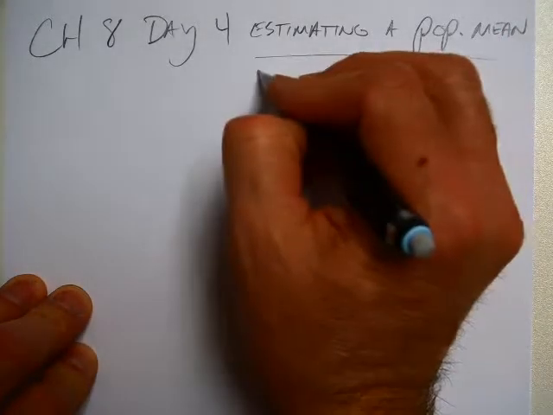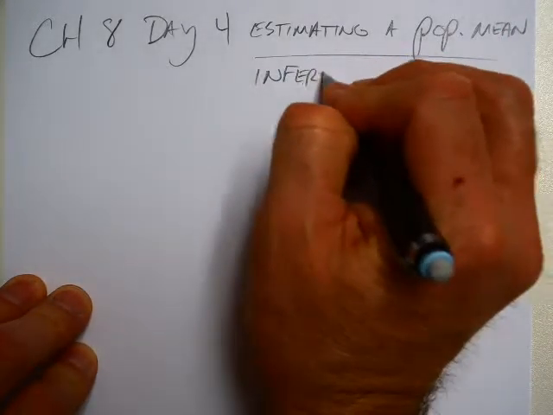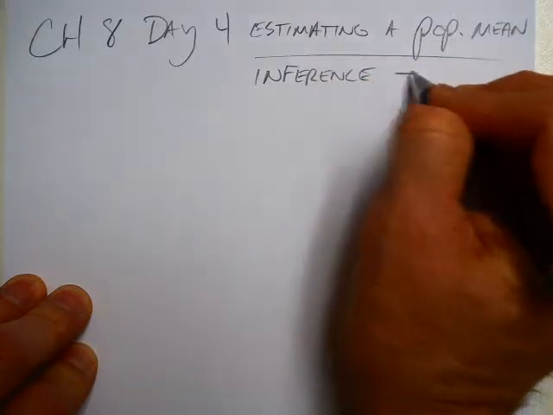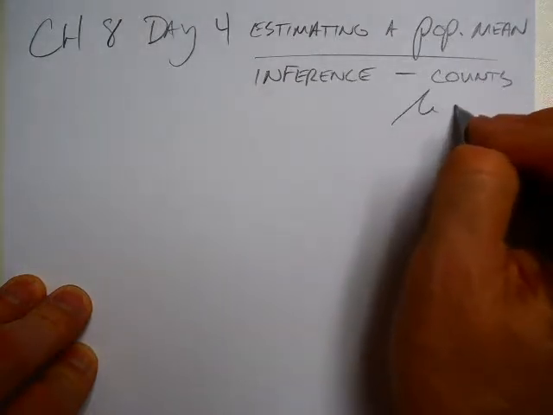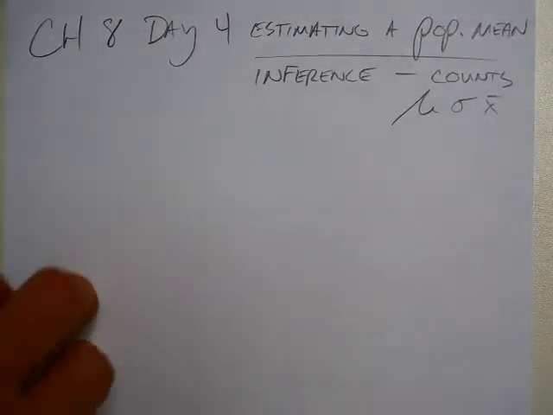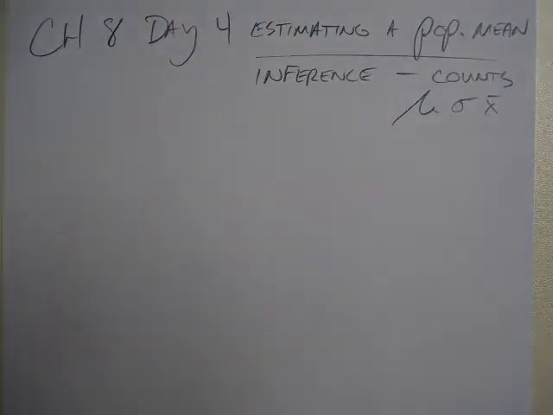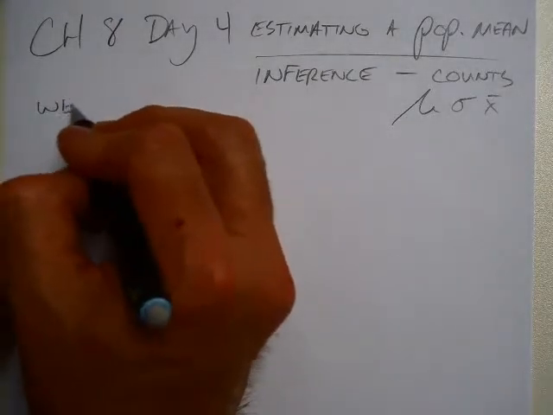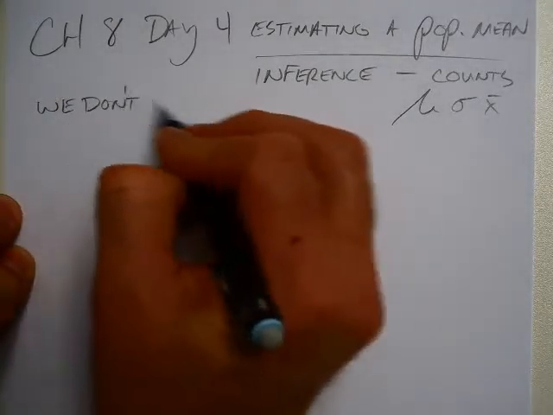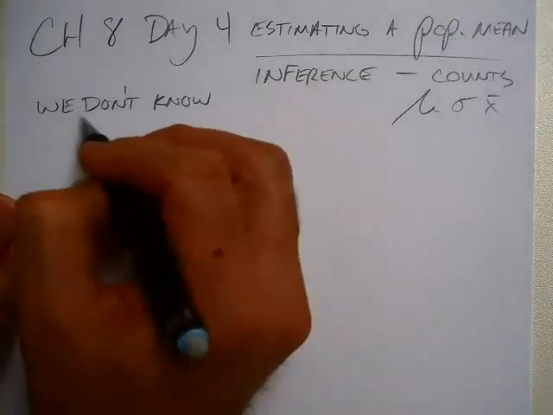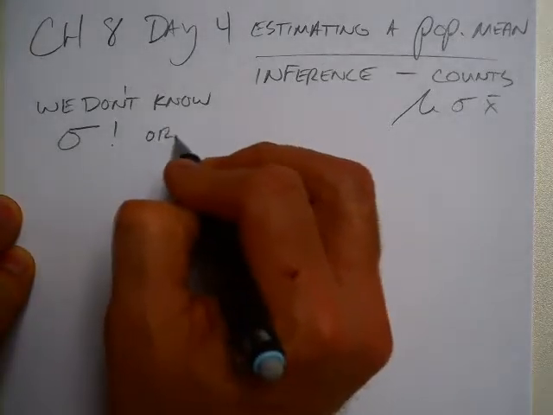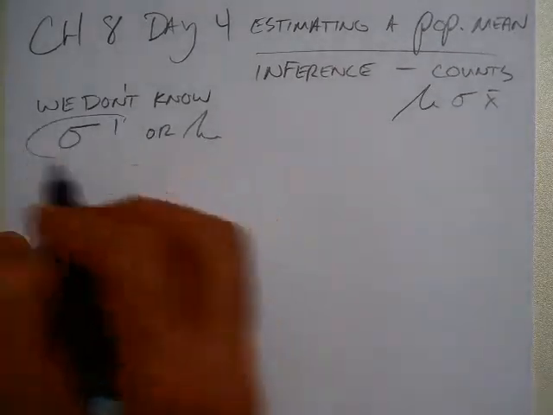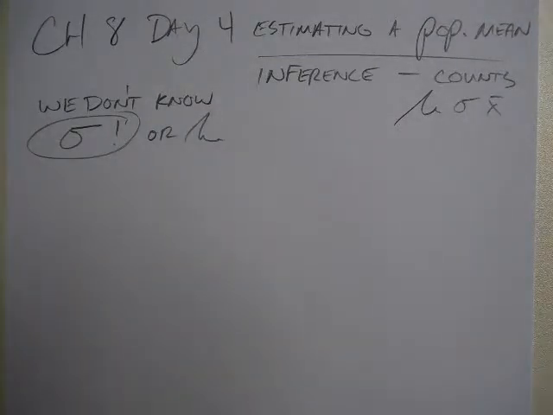So again, we're talking about inference, but this time it's not proportions, it's counts. So mu, sigma, x bar, that kind of stuff is what we start looking for counts. But we don't know sigma or mu. This is a real problem.